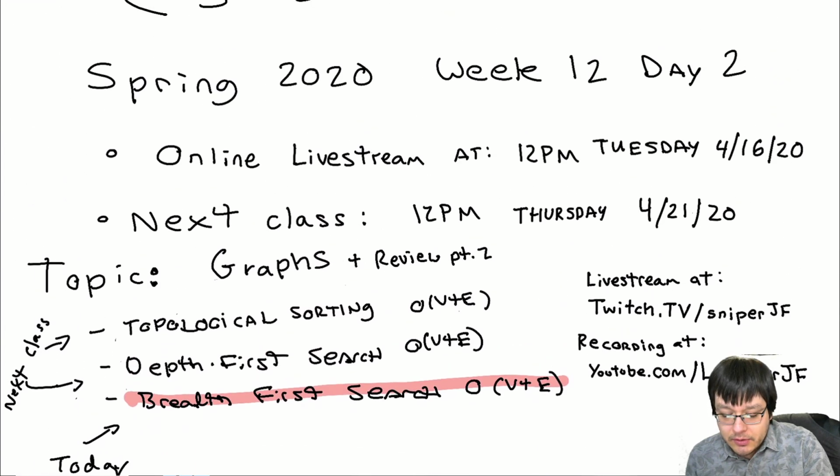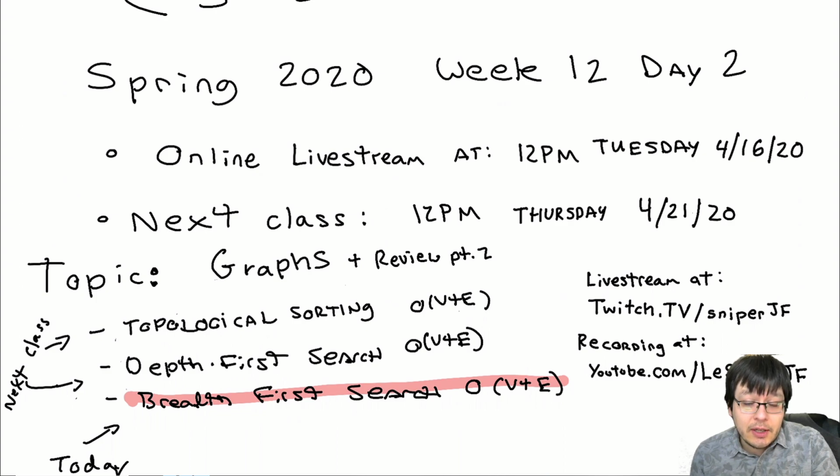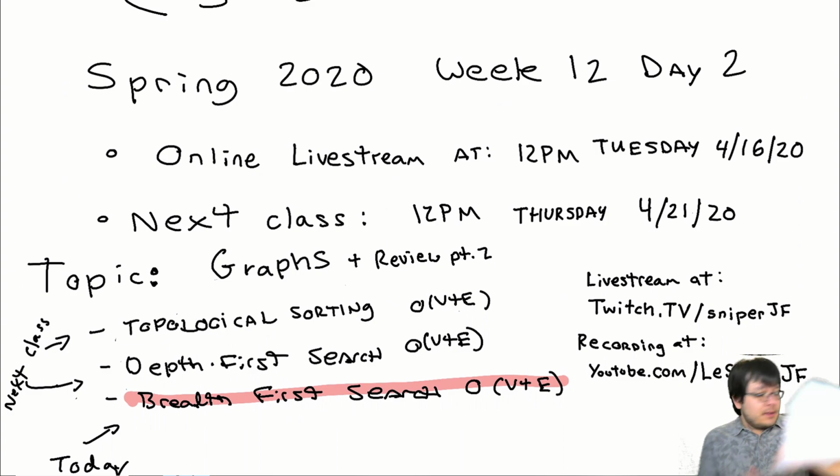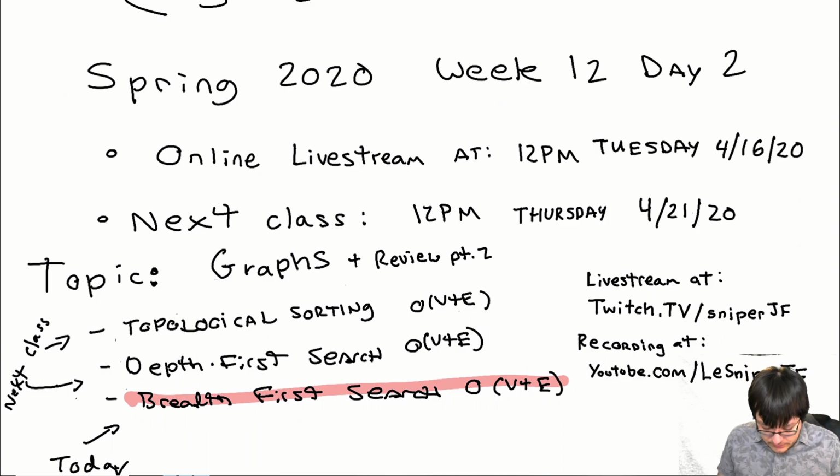Okay, let's go right into the algorithm that I want to talk about today. We will eventually talk about topological sort, breadth first search and depth first search. However, today I decided to pick breadth first search. You'll see that depth first and breadth first are almost the same algorithm. You just use a stack instead of a queue. So I have an example here that I could go ahead and use.